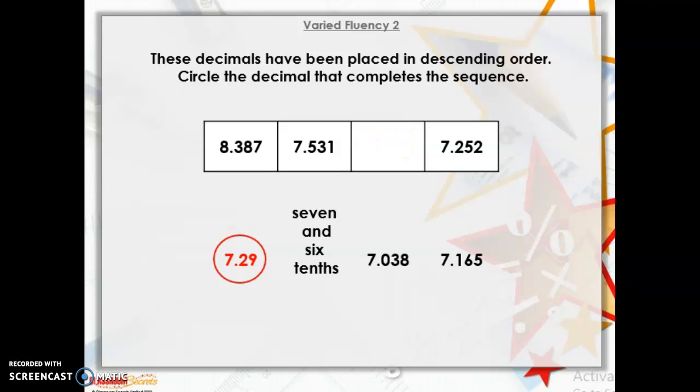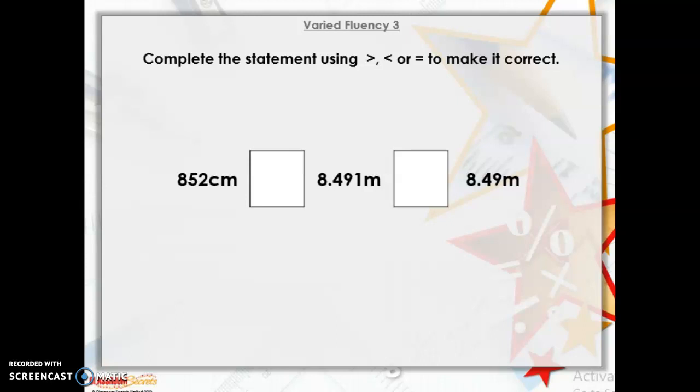Let's try another question. Using the statements greater than, less than or equal to, can you make it correct? So you need to remember here that there are 100 centimetres in a metre. So this needs converting to start with, doesn't it? 852 centimetres is how many metres? 8.52. Right, pause the video and decide what goes in there. Off you go.